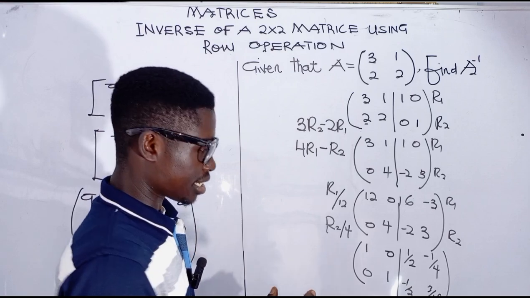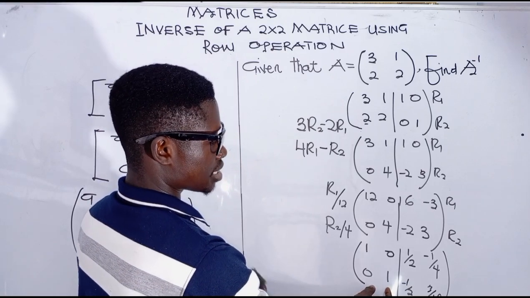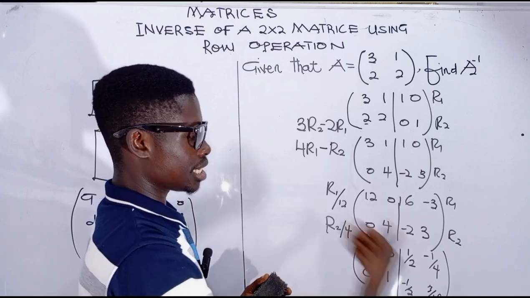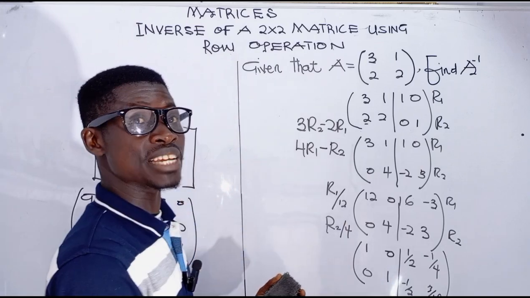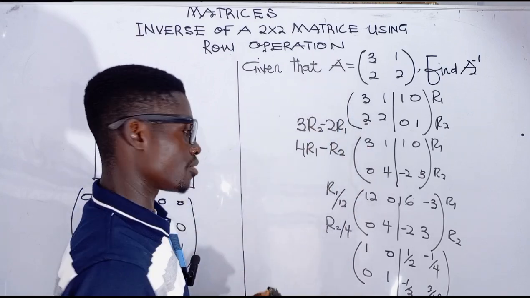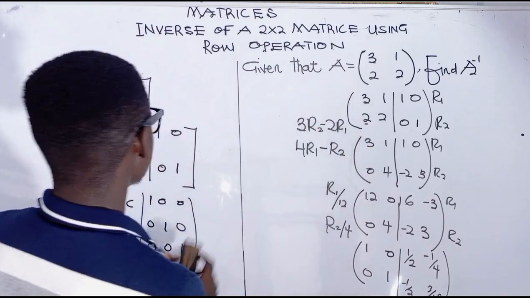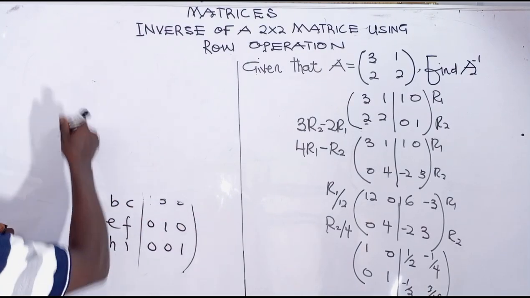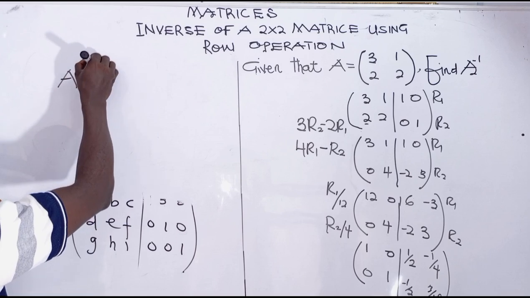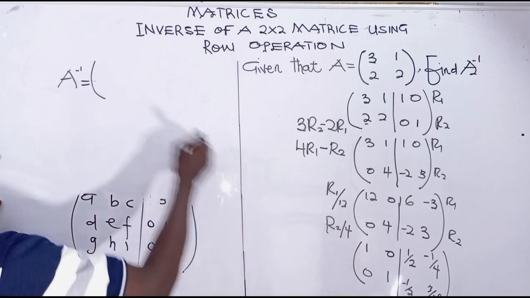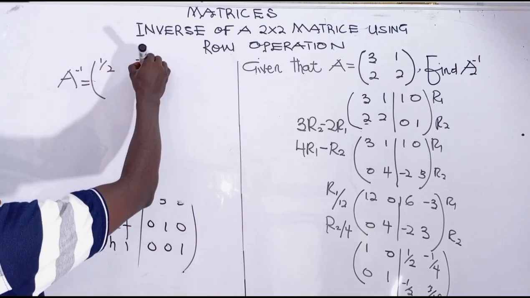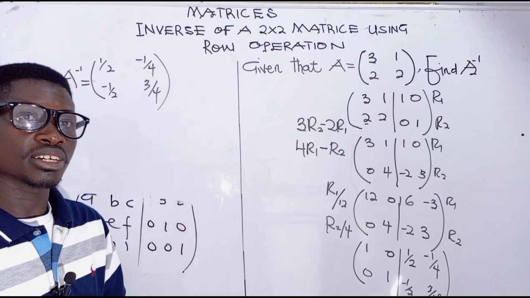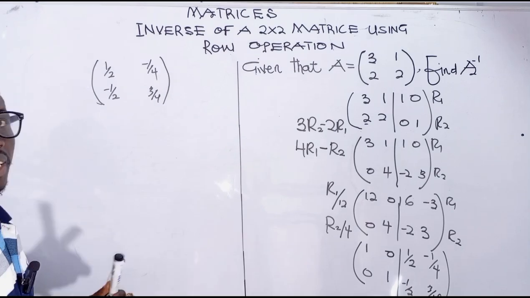From here, we can observe that the left-hand side of the augmented matrix has become a unit matrix. If that happens, what is left on the right-hand side becomes the inverse of the matrix we are looking for. So the inverse of matrix A, we have 1 over 2. So this is how we use the row operation to find the inverse of a matrix.